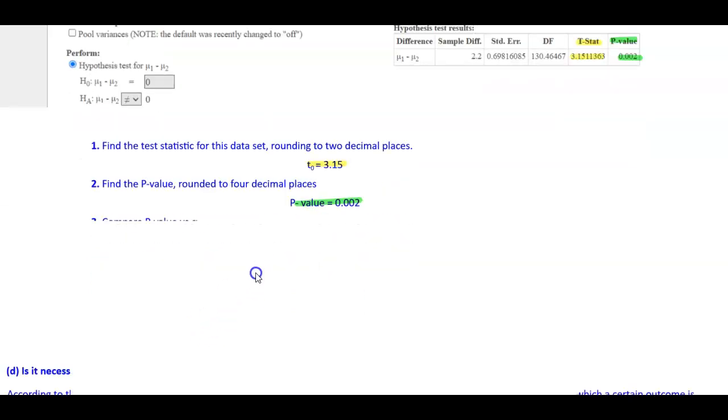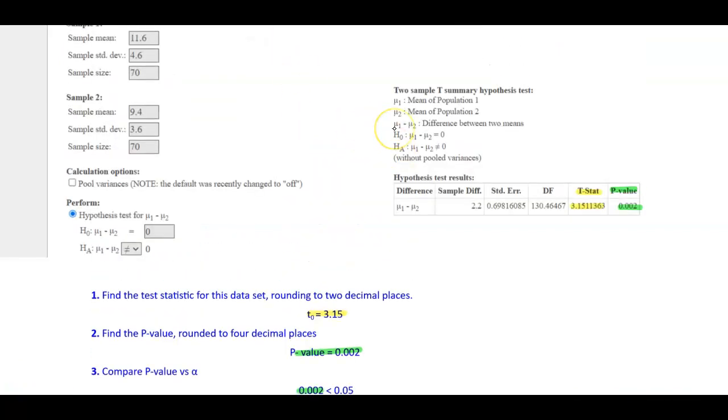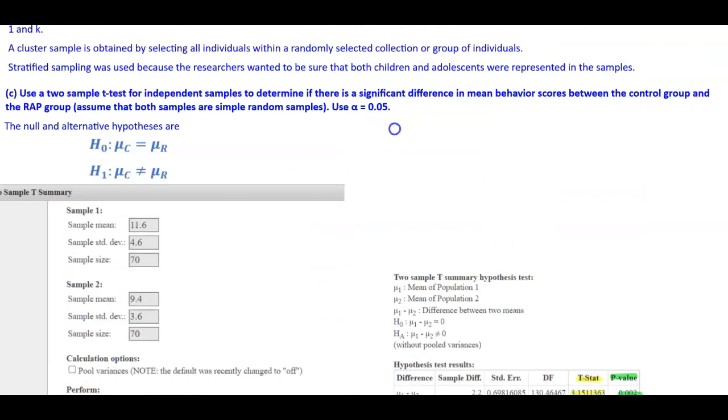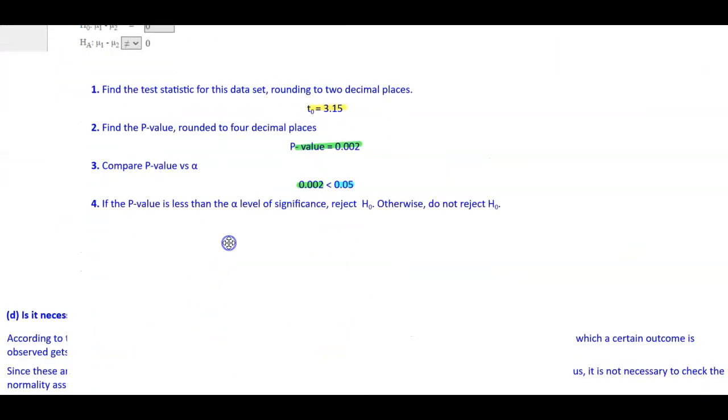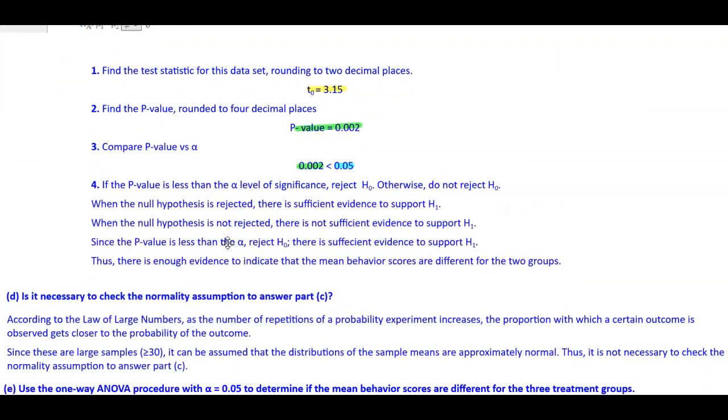Okay, so now what we're going to do is compare the p-value versus alpha. We know that our p-value is 0.002, and we know from up above that we're testing at an alpha of 0.05. So that number is going to be less than 0.05. What does that tell us? Well, that tells us the following.